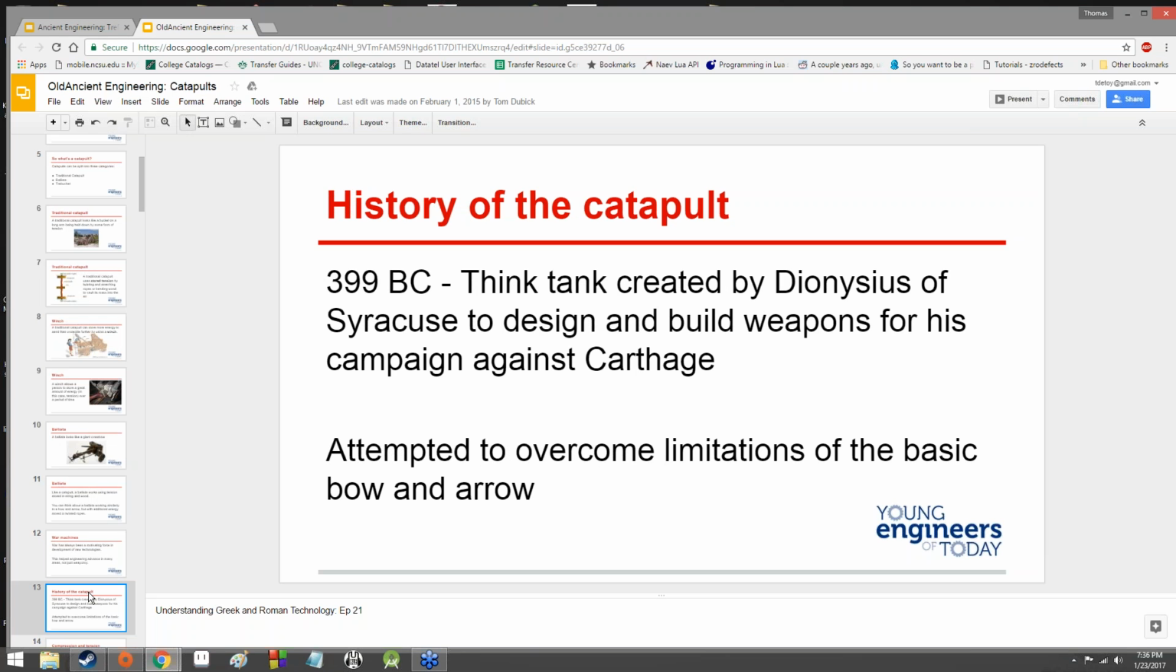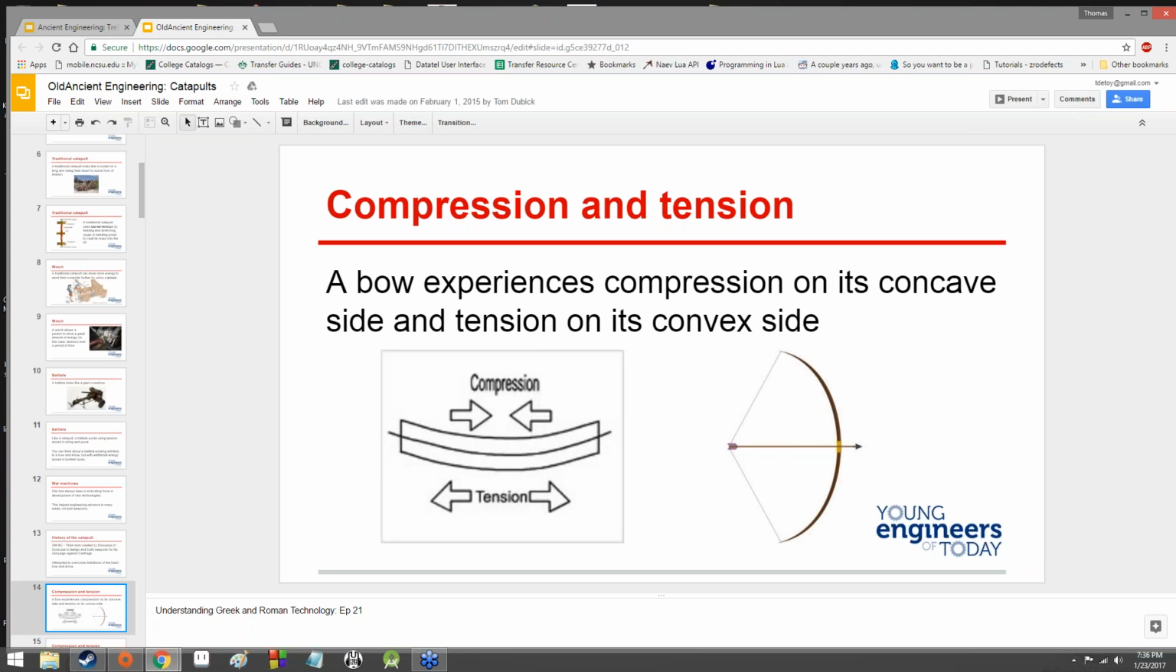So the history of the catapult goes like such. In 399 BC, Dionysius of Syracuse wants people to design and build weapons for his campaign against Carthage. So he basically creates a think tank, a group of people meant to brainstorm ideas for him. And they wanted to overcome the limitations of the basic bow and arrow, because here's the problem.